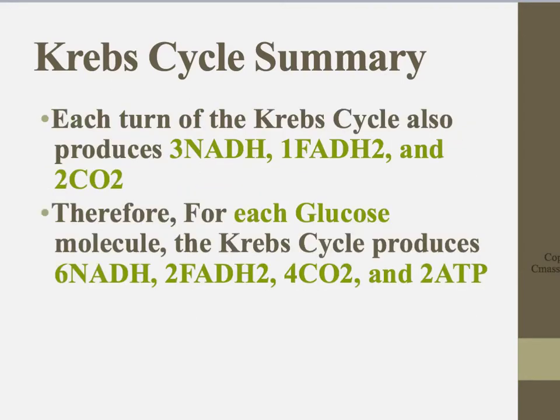Each turn of the Krebs cycle also produces other molecules. It produces 3 NADH, 1 FADH2, and 2 carbon dioxides. So therefore, for each glucose molecule, the Krebs cycle produces 6 NADH, 2 FADH2, 4 carbon dioxides, and 2 ATPs. The most important part for you to remember is that it releases 2 ATPs.